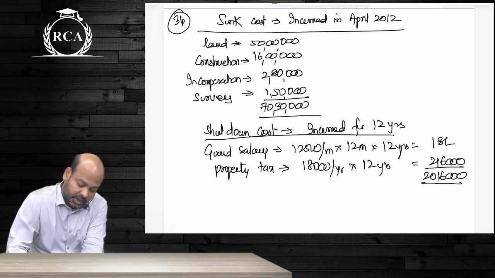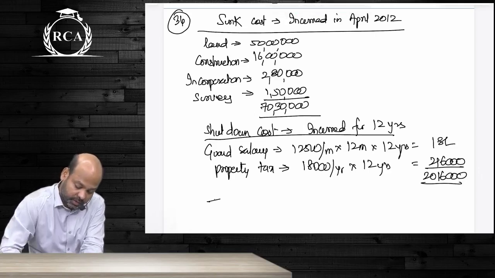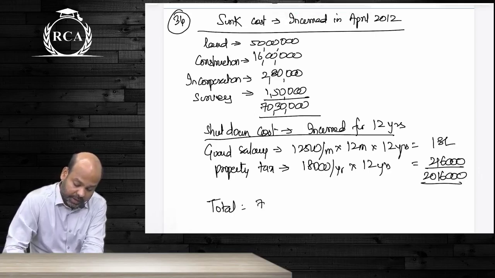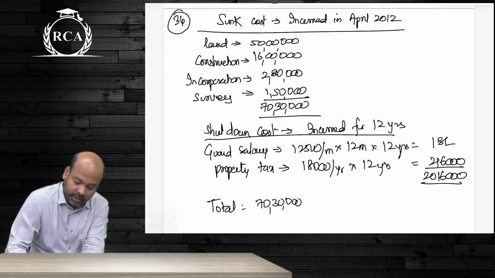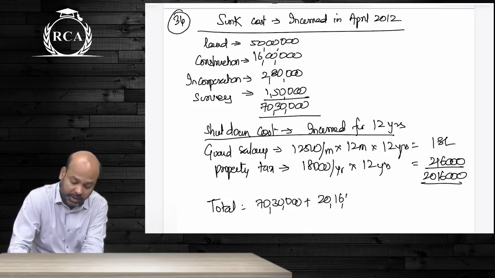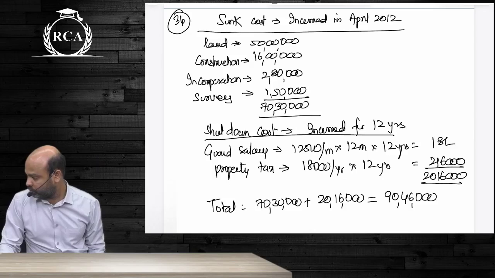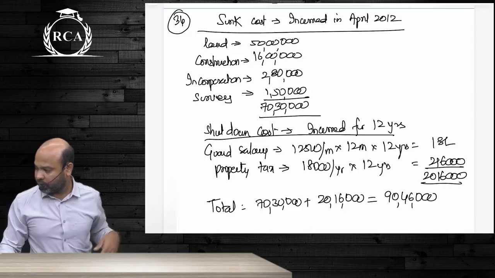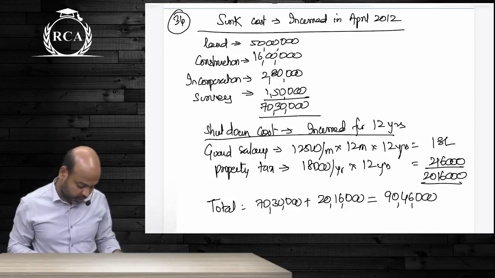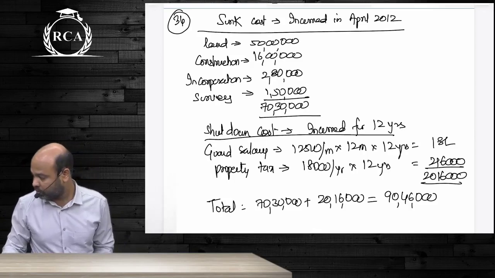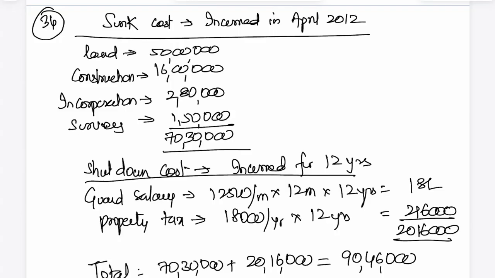Total, sunk and shutdown put together, is 70 lakhs 30,000 plus 20 lakhs 16,000. That will become 90 lakhs 46,000. 90 lakhs 46,000 is your total of sunk and shutdown cost. Are we all clear about this?